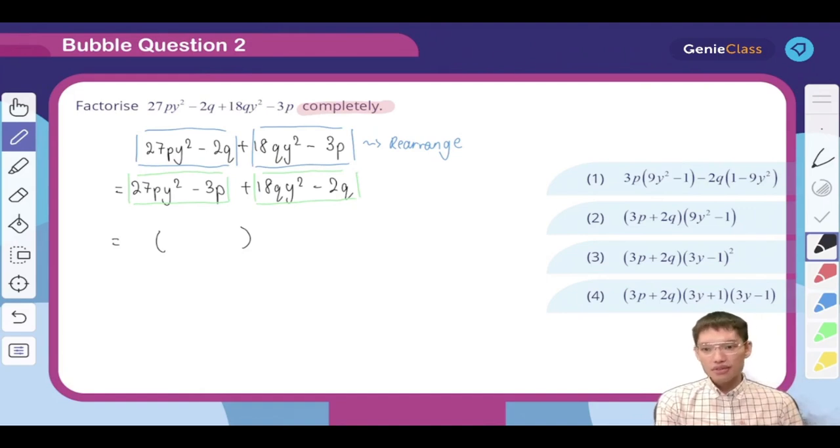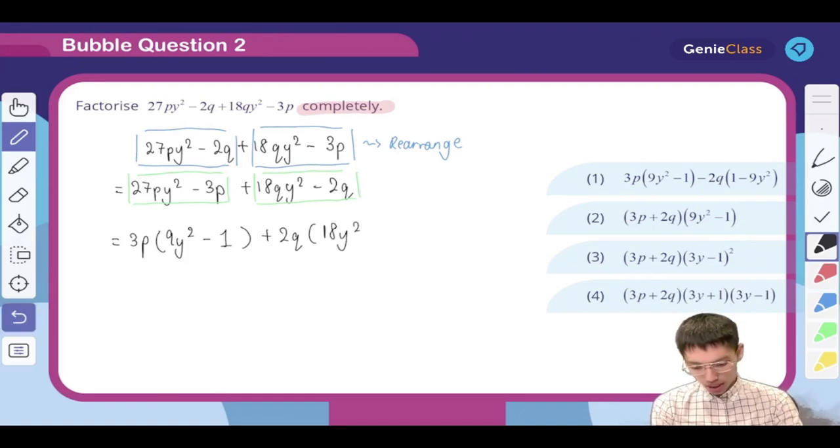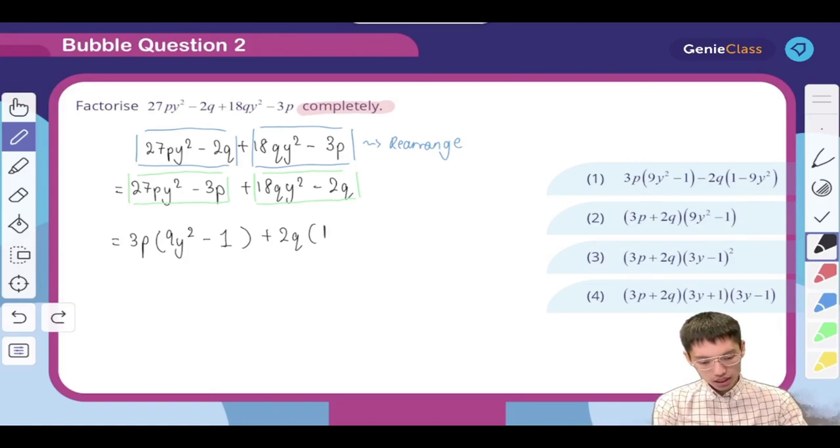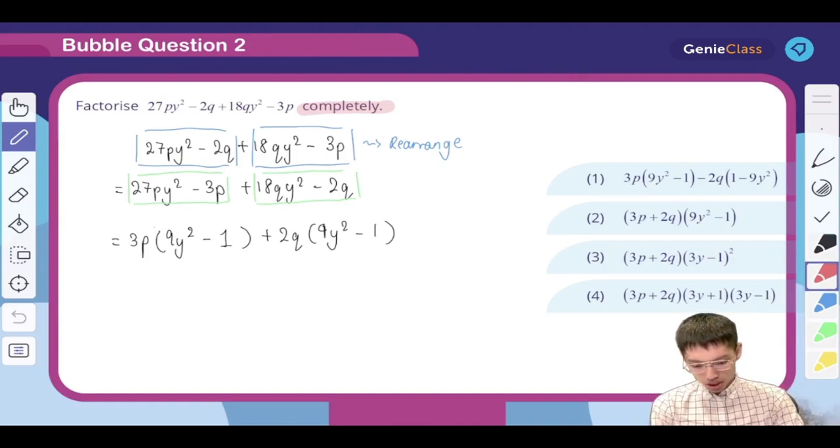Alright, let me see. Okay, very nice. Some of you got it. It's going to be 3p. Yes, we can factorize 3p and we have 9y squared minus 1. Now for the other bracket, if we do the same thing, I can factorize out 2q and 18y squared. Sorry, not 18y squared. It's 9y squared. Apologies for that. So it's going to be 9y squared minus what? Now from here, what is the common term here? The common term here is actually 9y squared minus 1.